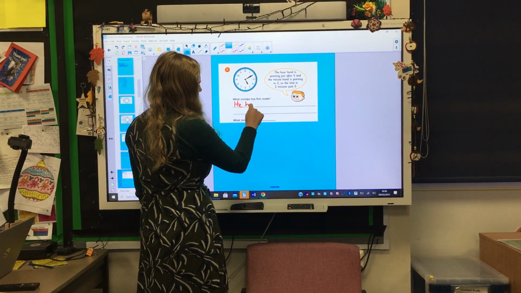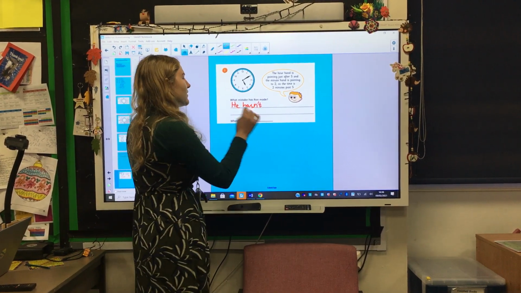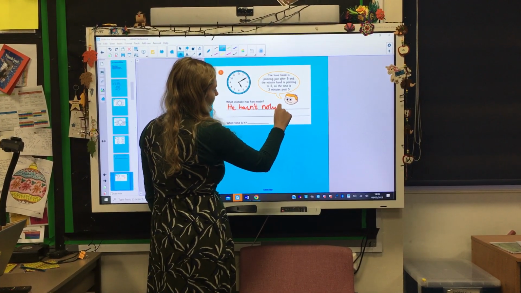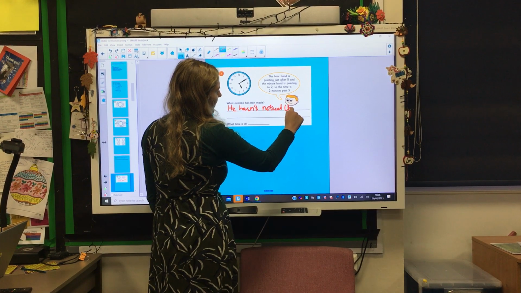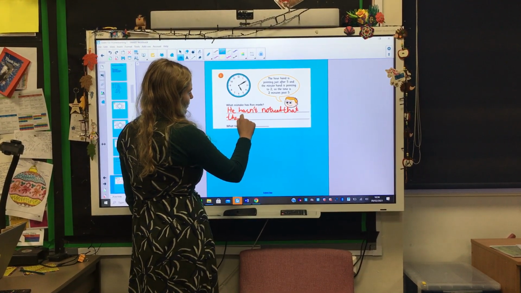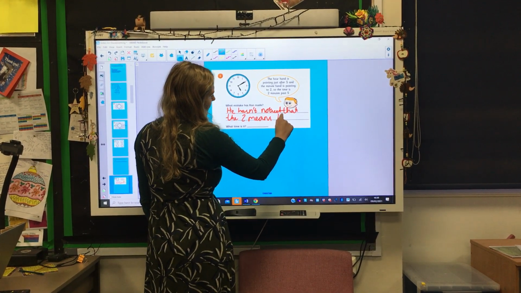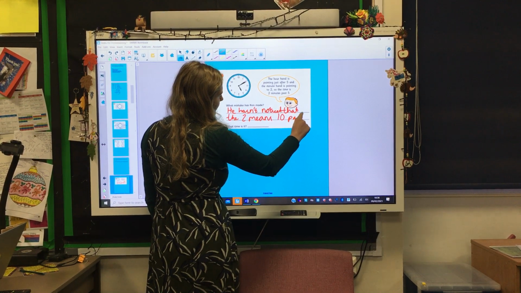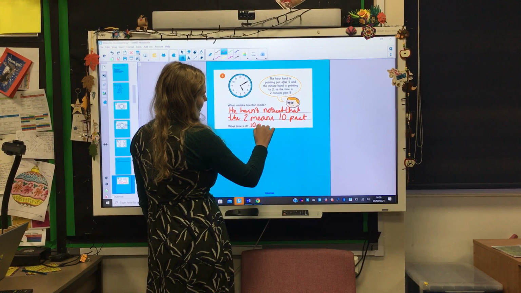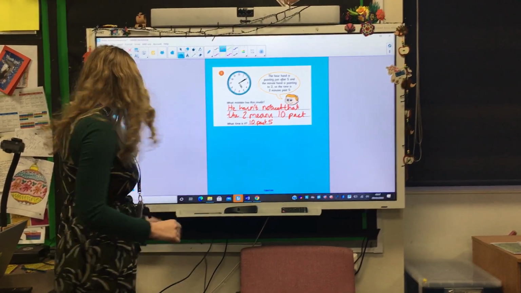hasn't noticed that the 2 means 10 past. So it is actually 10 past 5. There we go, help Ron out.